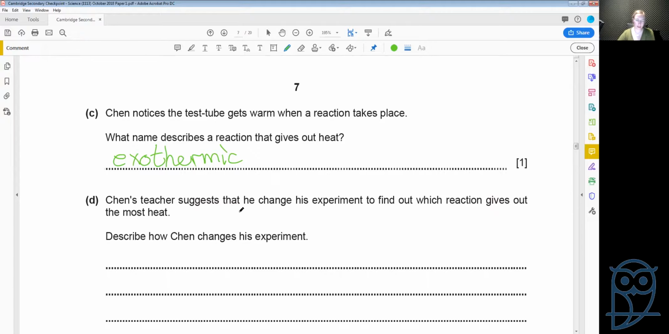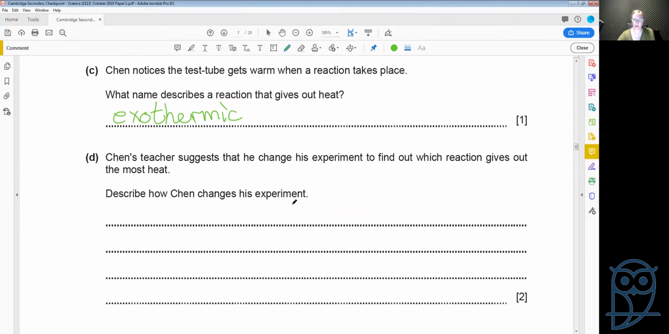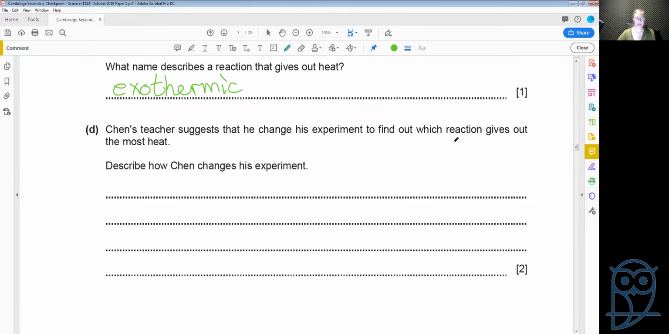So Shen's teachers suggest that he change his experiment to find out which reaction gives out the most heat. Describe how Shen changes his experiment. So here, he can use the exact same experiment, except here he has to measure something specific. He has to measure the temperature.